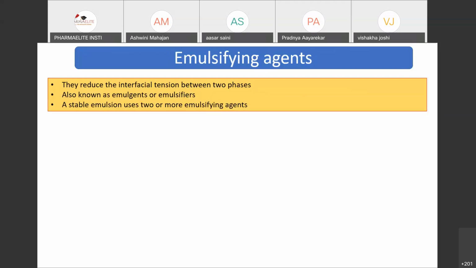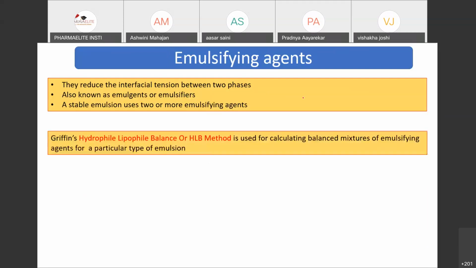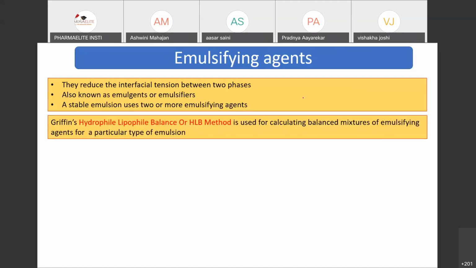It might consist of one or two emulsifying agents. This is what I was talking about, which has been a question in the past. Griffin's HLB scale, hydrophilic lipophilic balance scale. There has always been a question on hydrophilic lipophilic balance. How does it work? What is it?